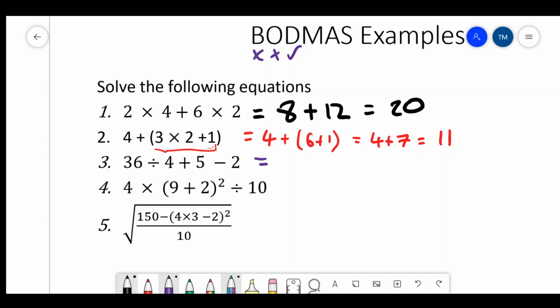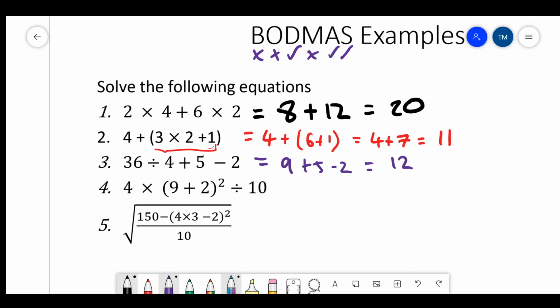36 divided by 4 is equal to 9. So it's 9 plus 5 minus 2. We don't have any multiplications. We do have an addition and a subtraction. Remember, these are at the same level, so it doesn't matter what we do first. So 9 plus 5 minus 2 gives an answer of 12.